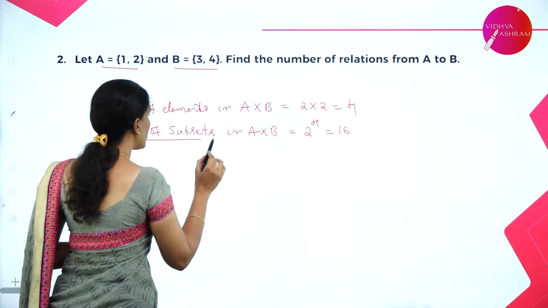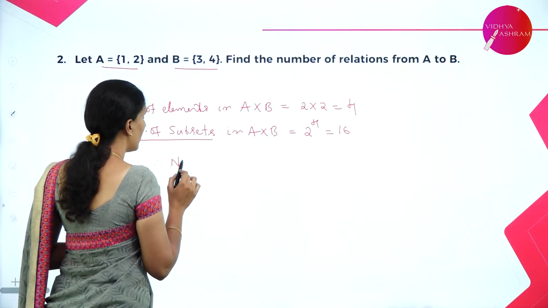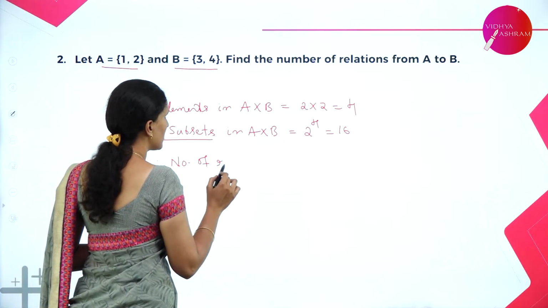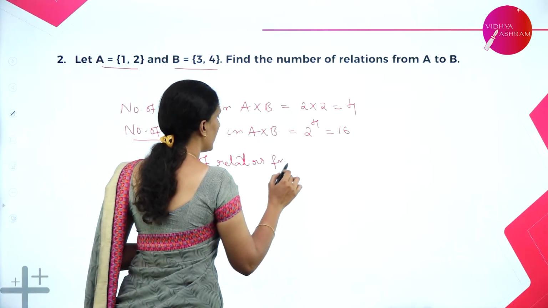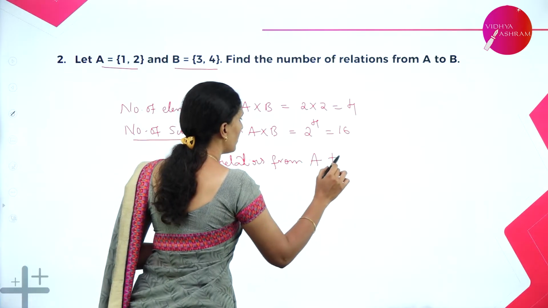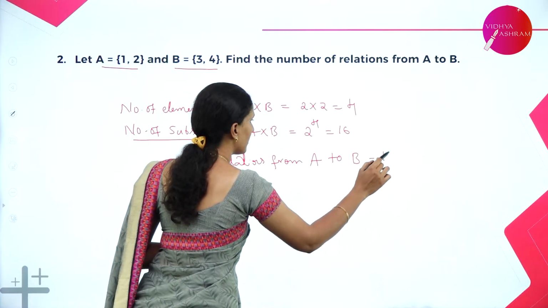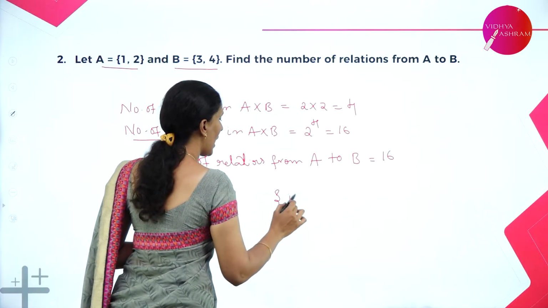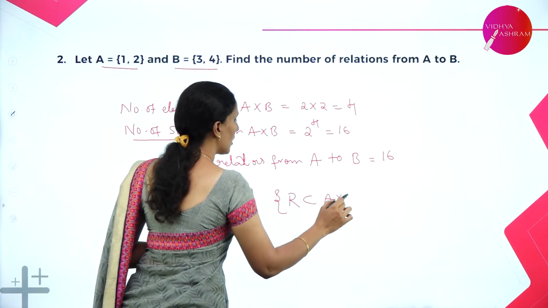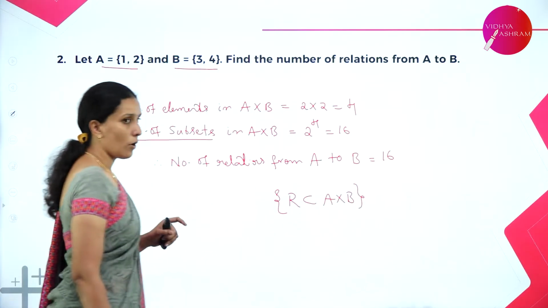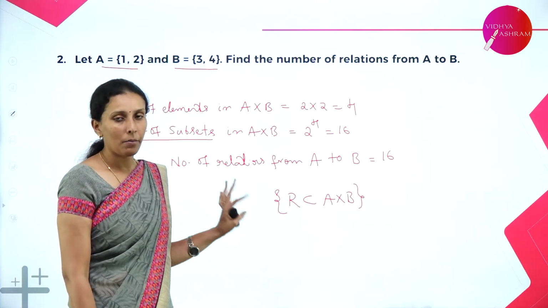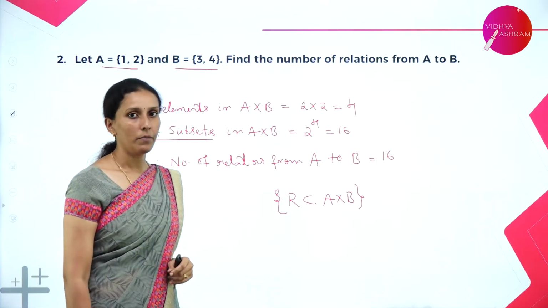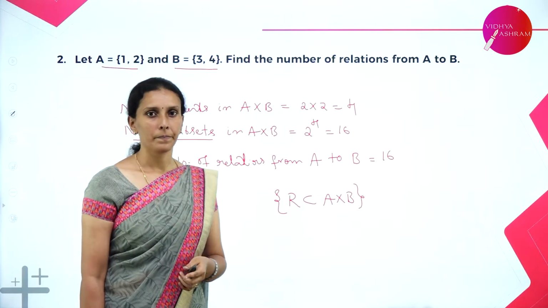So the number of subsets is nothing but the number of relations from A to B, which is also 16. Why? Because we know that R is a subset of the Cartesian product. So how many subsets can be formed for A cross B? The same number of relations can be formed from A to B.